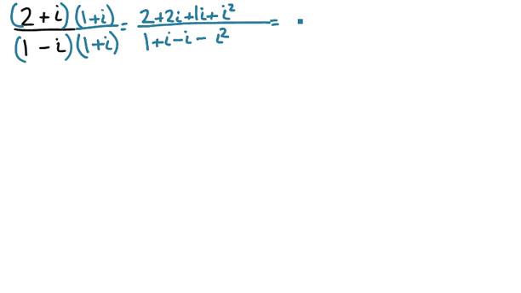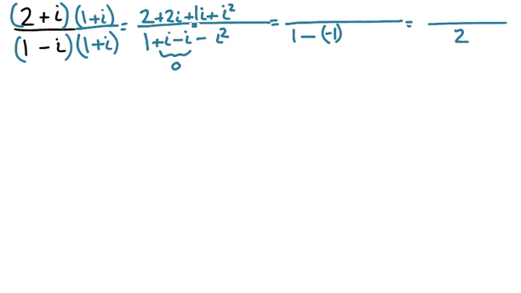Having completed that multiplication, we will now proceed to simplify. First of all, the denominator. The positive i and negative i will add to 0. Whereas the outer 1 minus, we are reminded that i squared is worth negative 1. So the denominator is going to result in 2.